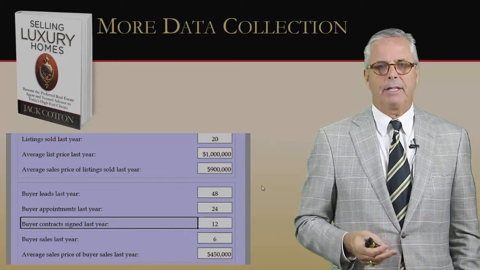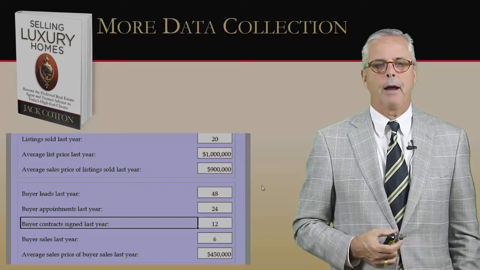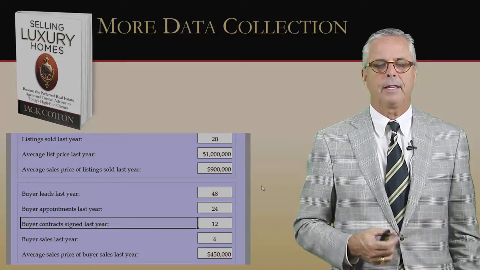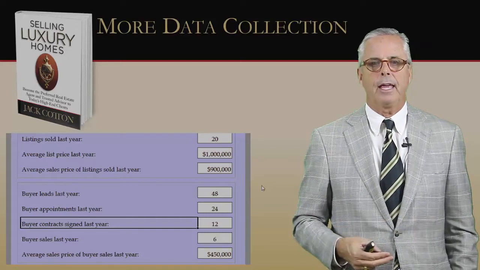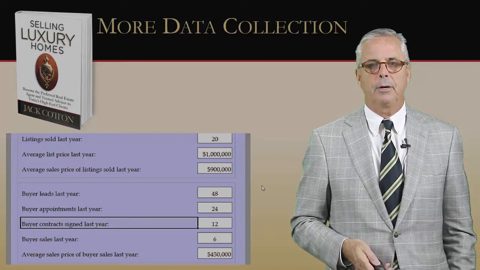How many buyer leads did you have last year? How many buyer appointments did you have last year? How many buyer contracts were signed last year? And lastly, how many buyer sales occurred? And what was the average sales price of a buyer sale last year?